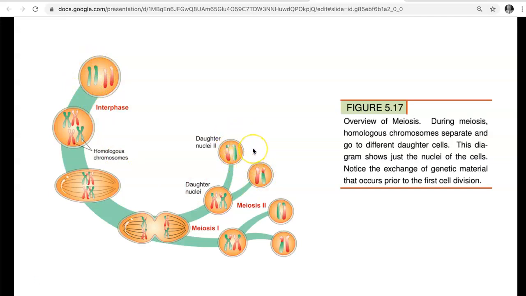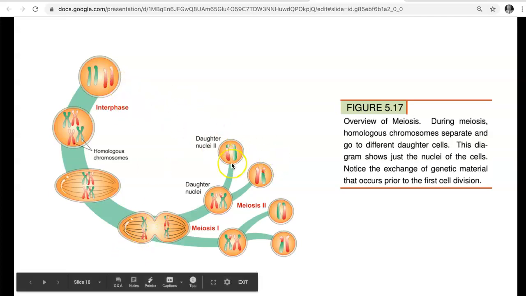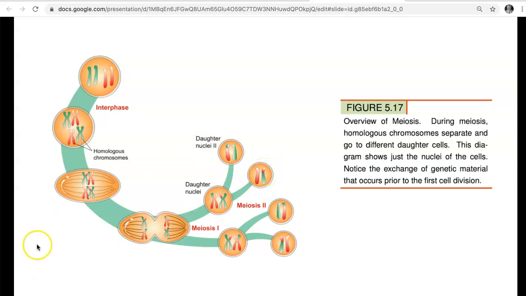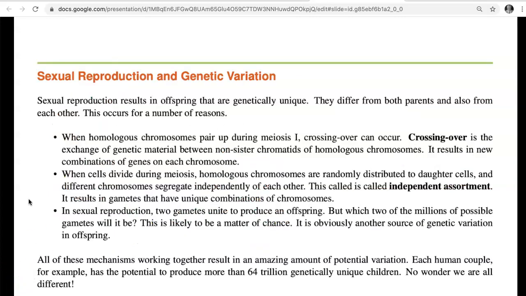This might be a sperm if you're a guy, if you're male, a human being. It might be an egg if you're female. Also notice that sometimes there's a mixing of genetic material on that single chromosome. One of the biggest examples of the advantages in sexual reproduction is the amount of variation that you get. So when you read this section, make sure you know what crossing over is, make sure you know what independent assortment is.